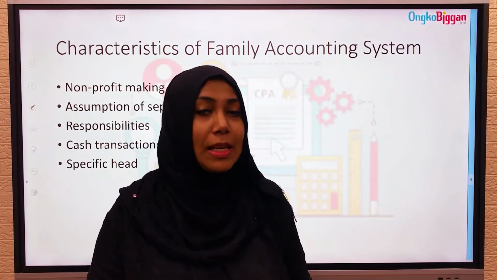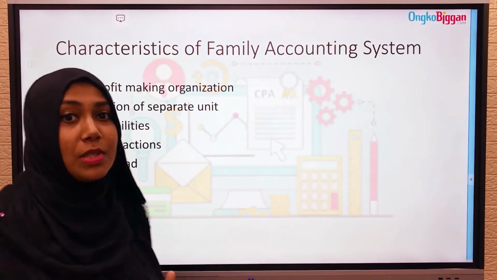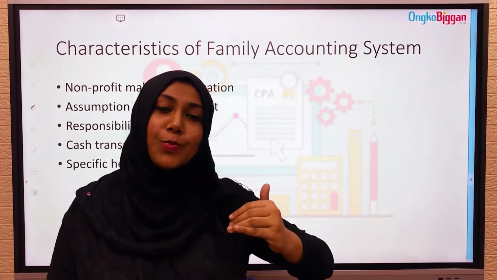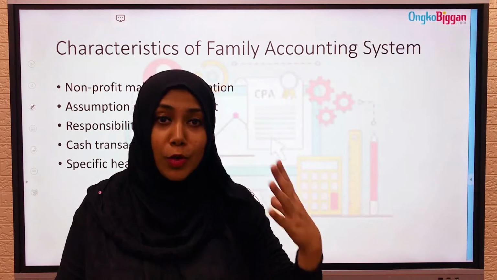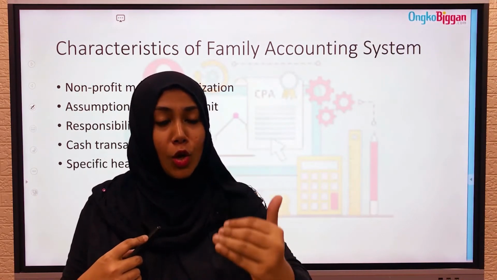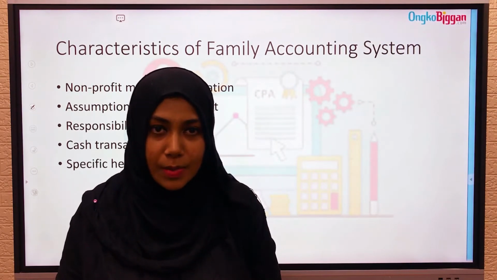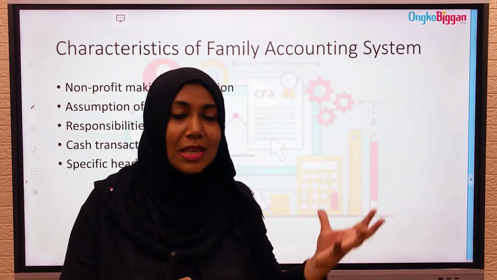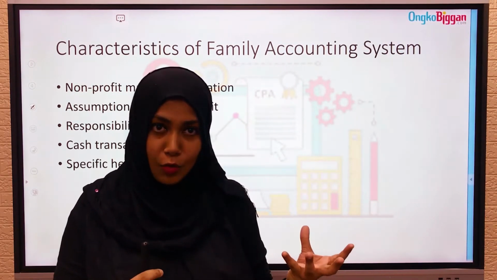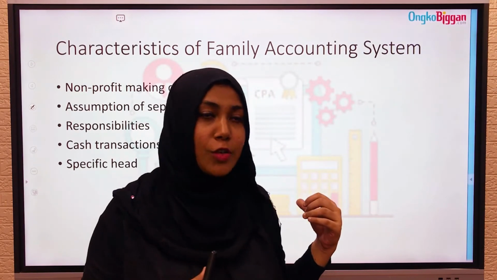So basically, that was responsibilities. Yes, it is their responsibility to give you proper education, to give you food, to give you shelter, and you also have some certain responsibilities that you have to do. So from these responsibilities the accounting system came out for the family, and it's also a feature of that system.